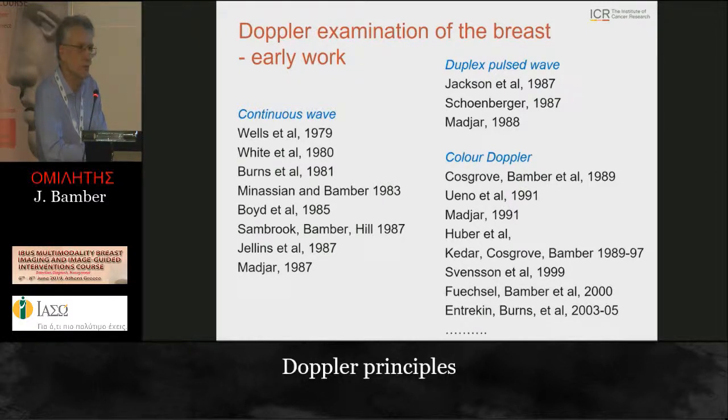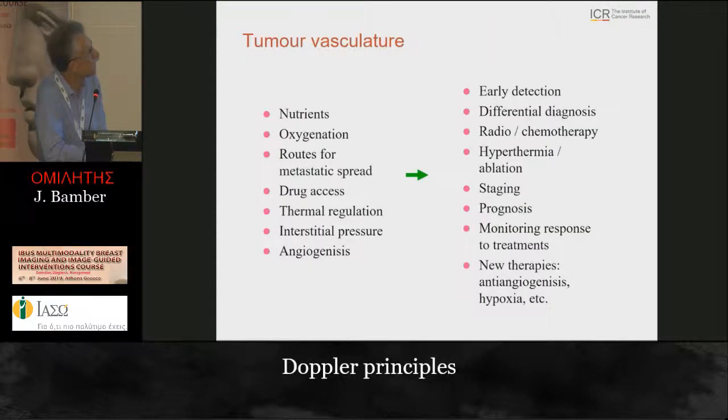Alan Mendelsohn mentioned earlier that a problem with vascularity is that it is not particularly specific, but it can add to your confidence in the diagnosis. Why does it do that? Well, it's important in a number of different areas: nutrients, oxygenation, routes for metastatic spread, drug access, thermal regulation, interstitial pressure, angiogenesis from a biological level, and they translate into a whole range of application areas of importance that I won't bother to read out.